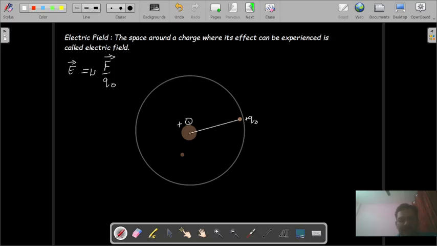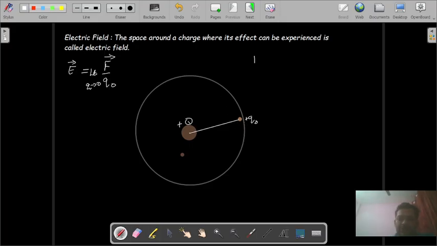We apply the limit that q naught should be tending to 0, since the charge q naught has to be very small. The reason being that if this charge q naught is quite big, then its own field will be bigger than that of this charge q, and it will affect the force that is experienced by it. So therefore, to understand it, we take a small positive test charge. Now this test charge experiences a force due to this, and hence in this way we can find out the electric field at this point.